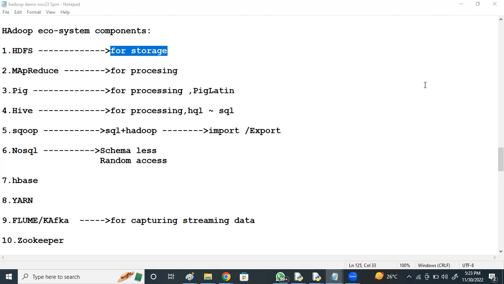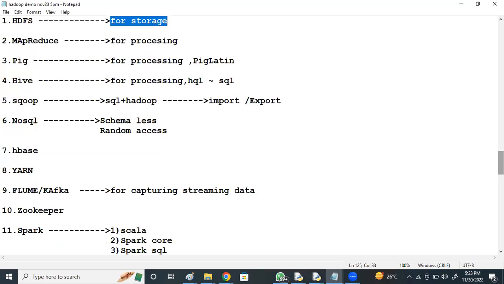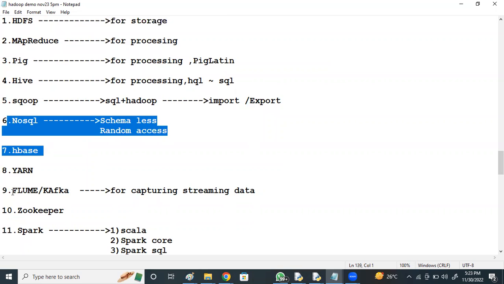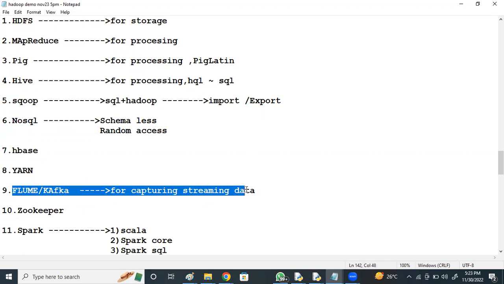So these are the Hadoop ecosystem components I'll be discussing, right? For storage, we have got HDFS. For processing, we've got MapReduce, Pig, Hive, and Spark. One NoSQL database I'll be discussing. Some streaming technologies like Flume, Kafka I'll be discussing.